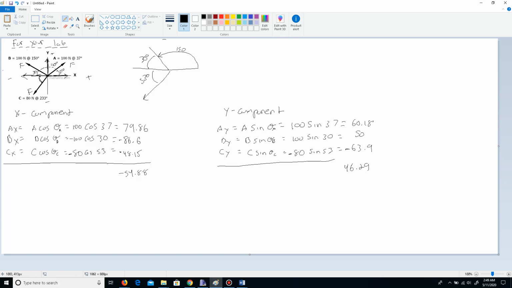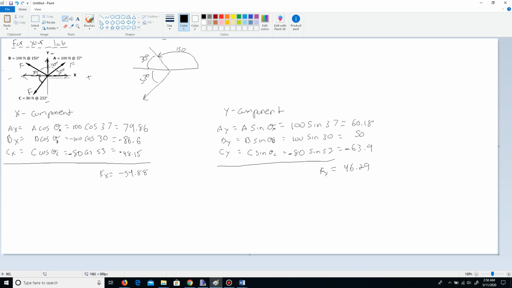Okay, so these are your components. So in this case, we're dealing with forces. I will label this as Fx, force in the x direction, force in the y direction. Okay, just to be clear, if I add these two, we're looking at negative 13. Subtract that from here, about negative 47. So yeah, we're okay there.